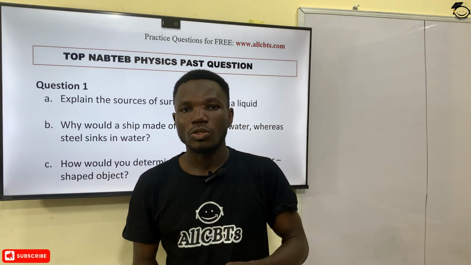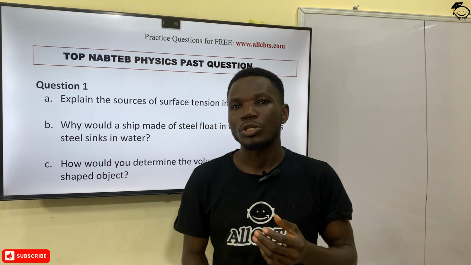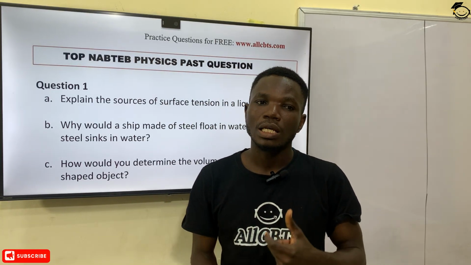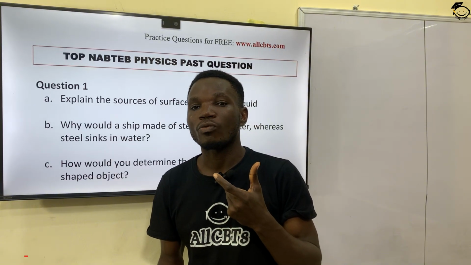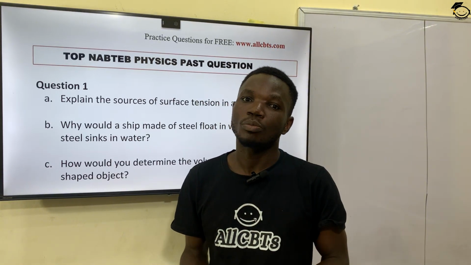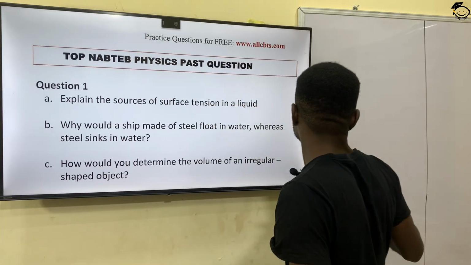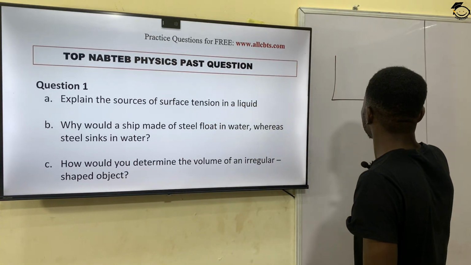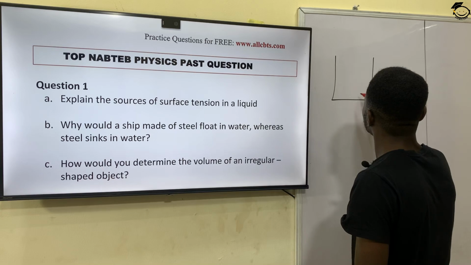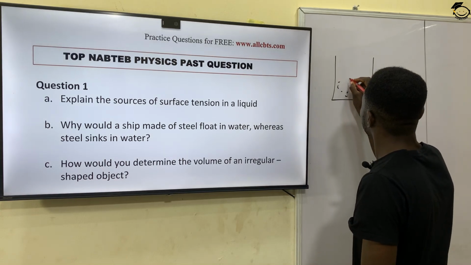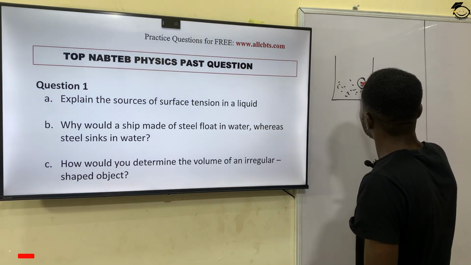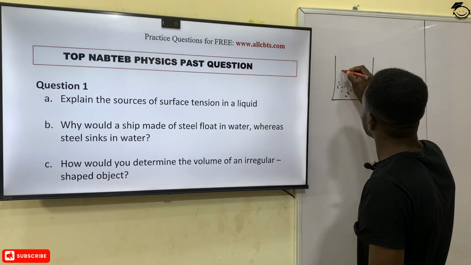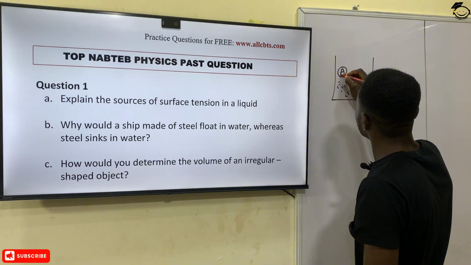Now, surface tension is the ability of a liquid to appear elastic such that any substance that is placed on it that has very little weight will start floating on top of the liquid. So if I have a liquid like this in a beaker, for example, let's say I have a molecule of the liquid here. Let's say this is molecule A and this is molecule B.